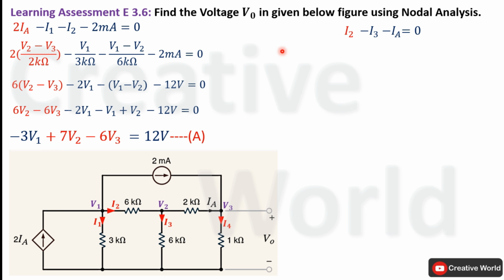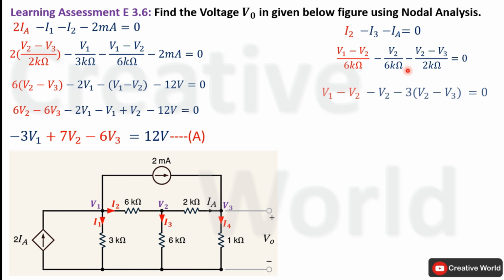Current I2 is equal to (V1 minus V2) divided by 6 kilo ohm, as we have calculated in the previous step. Similarly, current I3 will be equal to the voltage across this 6 kilo ohm resistance, that is V2, divided by the value of resistance, V2 divided by 6 kilo ohm. And current IA is also calculated in the previous step, that is (V2 minus V3) divided by 2 kilo ohm. Now in order to further solve this equation, we will multiply this equation on both sides with 6 kilo ohm.